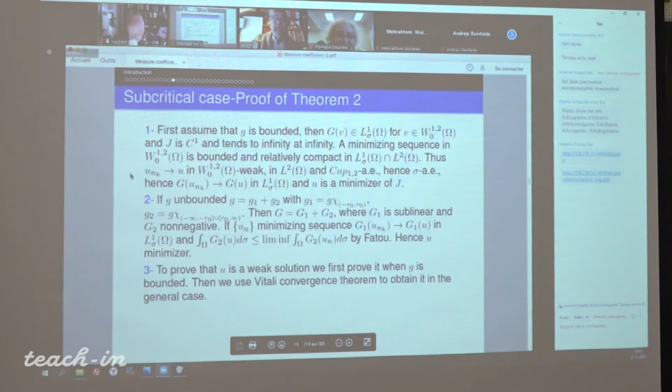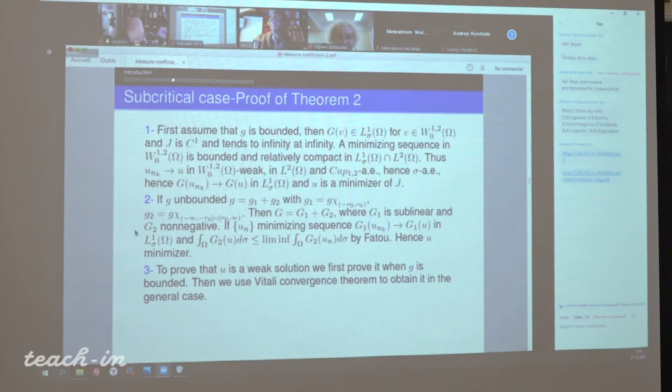The capital J is C1, as n tends to infinity. So a minimizing sequence W_n is relatively compact in L1 and sigma, intersect with N2. So it converges quickly to W, and it converges up to a set of capacity 0 almost everywhere. Hence, because of this, it converges sigma almost everywhere. So in that case, we have G of U_n converges to G of U in L1, and hence, at the limit, G of U is a minimizing capital J.